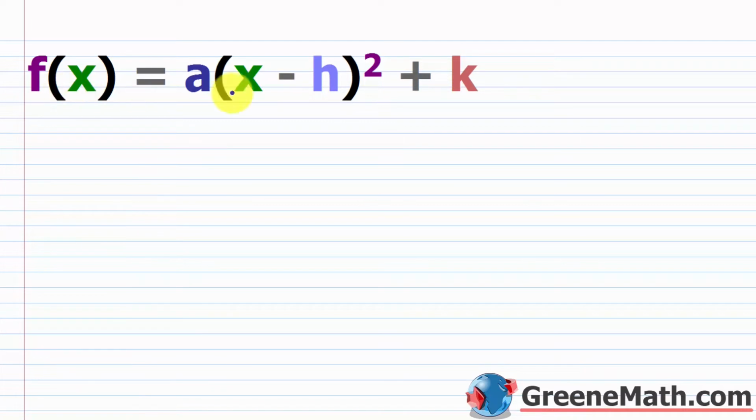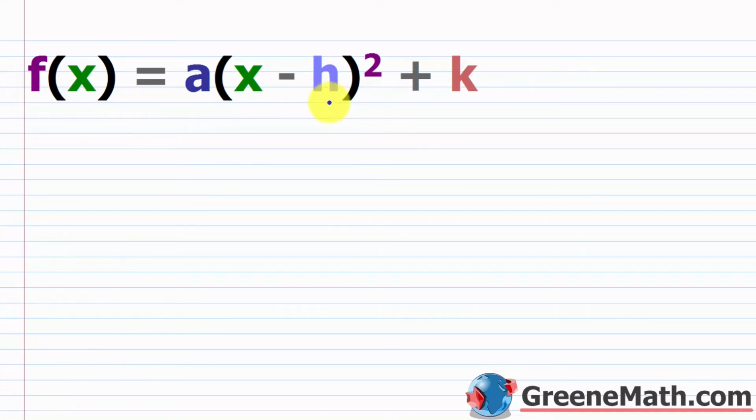We know this is the vertex form for a parabola that opens up or down. We've already seen this: f of x equals a times the quantity x minus h squared plus k. Most books call this the vertex form. Some will call it the standard form. I'm going to refer to it as the vertex form.